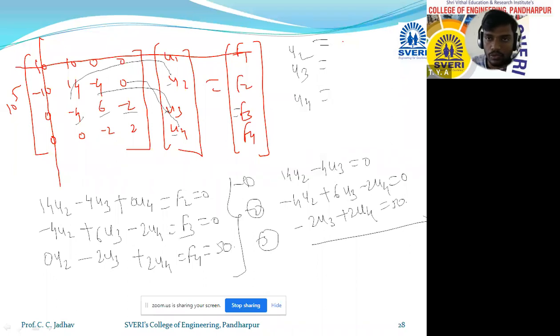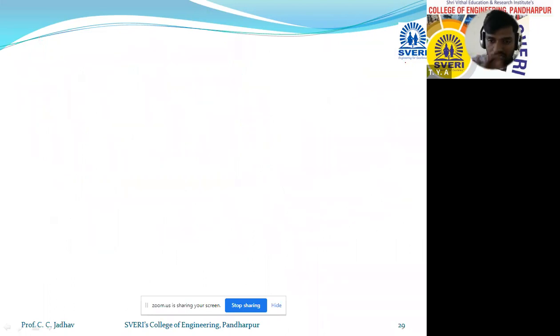So U2 is nothing but 5 into 10 raised to minus 5. Then U3 is 17.5 into 10 raised to minus 5. And last, U4 is 42.5 into 10 raised to minus 5. So again, I request all of you, once you have the displacement values U2, U3, U4, and U1 is equal to 0, calculate the strain values.